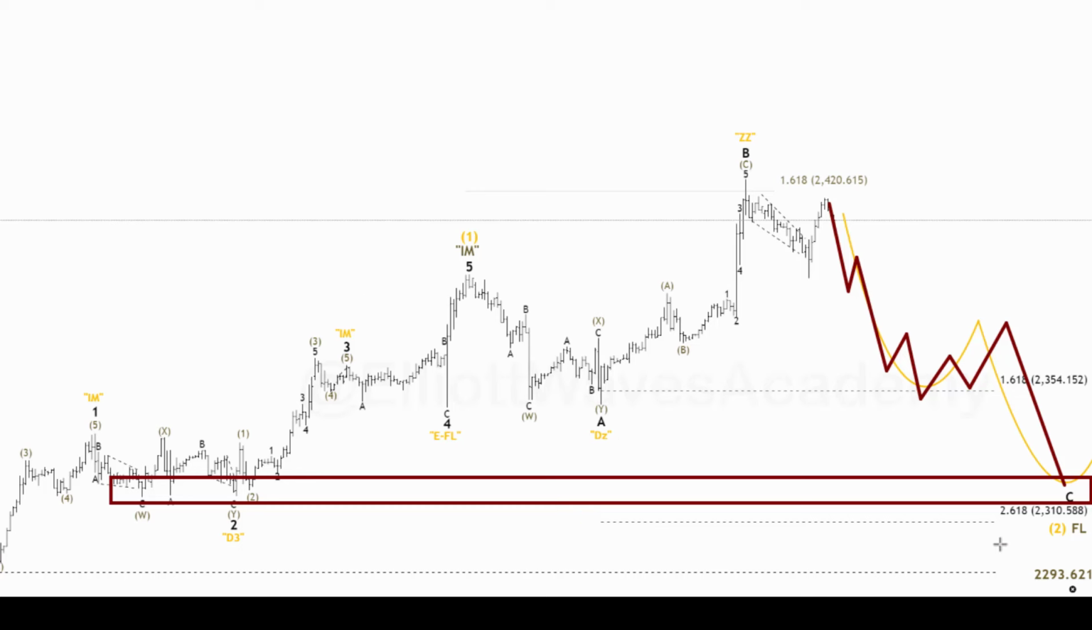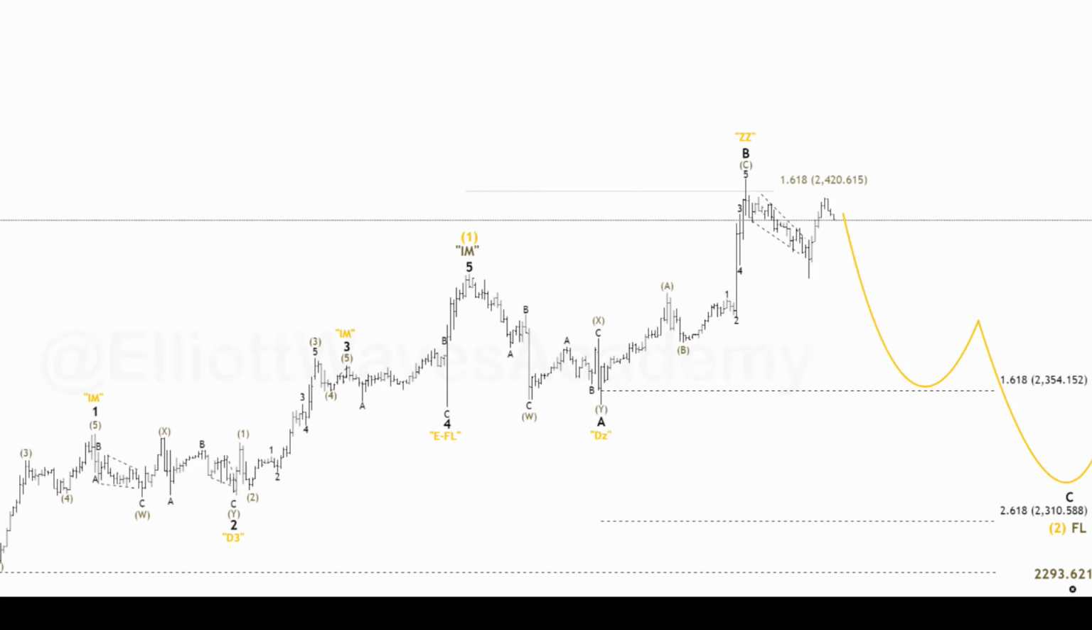Anyway, if we see a drop, the drop shouldn't break this level that we talked about last week, 2,293, because if the price breaks it, the count will be invalidated. But as I said, this is just an alternative bearish scenario that can be added to the bearish scenario in case we see a diagonal. Although it is a weak scenario so far, it is possible.